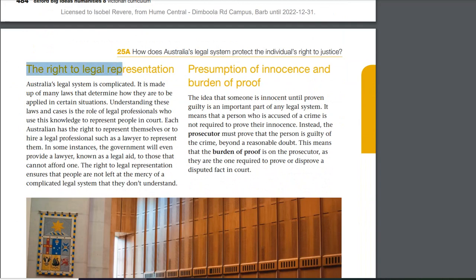So, the right to legal representation. Australia's legal system is complicated. It is made up of many laws that determine how they are to be applied in certain situations. Understanding these laws and cases is the role of legal professionals who use this knowledge to represent people in court. Each Australian has the right to represent themselves, or to hire a legal professional such as a lawyer to represent them. In some cases, the government will even provide a lawyer, known as legal aid, to those that cannot afford one. The right to legal representation ensures that people are not left at the mercy of a complicated legal system that they do not understand.